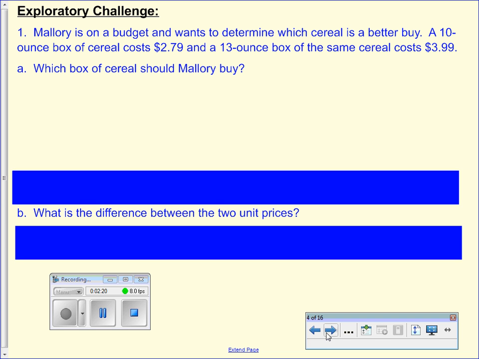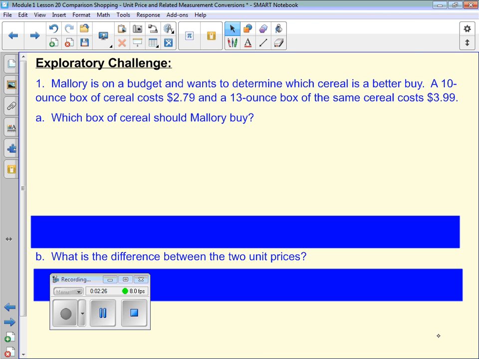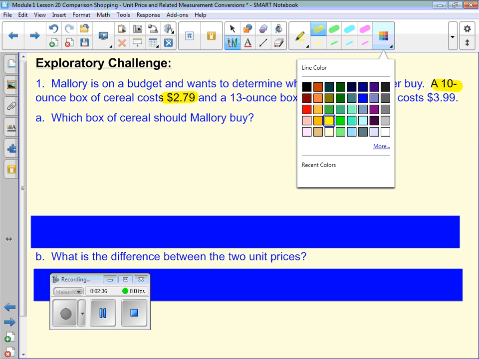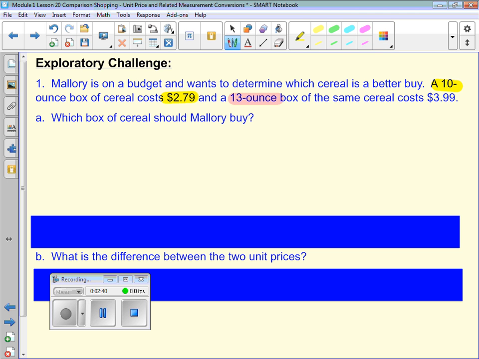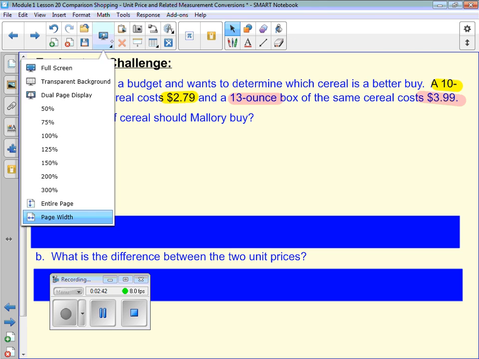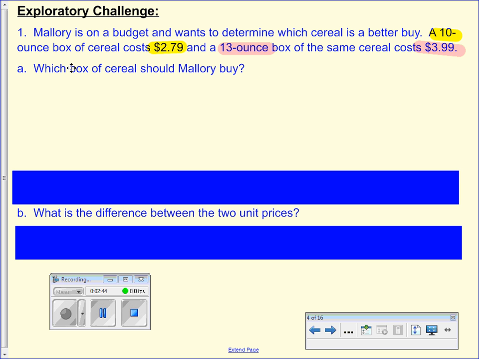There's a lot of numbers and a lot of information in that word problem. So that's where my two colored highlighters or colored pencils are going to come in handy. So in one color, I'm going to highlight that the 10-ounce box is $2.79. And then using my other color, I'm going to highlight that the 13-ounce box is $3.99. So this way, when I keep referring back to the problem, my eyes will be drawn to the right information, and I don't go cross-eyed and confuse the different numbers.